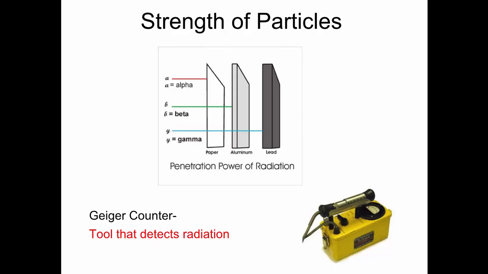So this is an illustration showing how energetic these particles are, because alpha particles are not very energetic. They just get blocked by a simple piece of paper. Beta particles, a thin sheet of aluminum can block. And gamma rays can go through both of those. They need a thick layer of lead to be blocked.